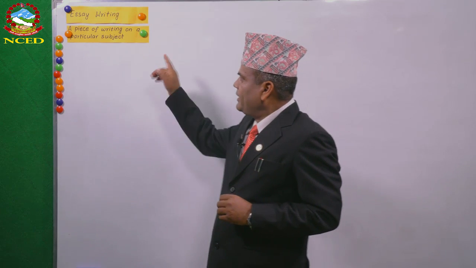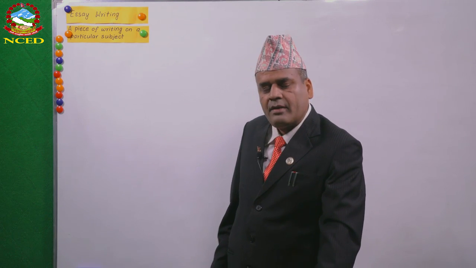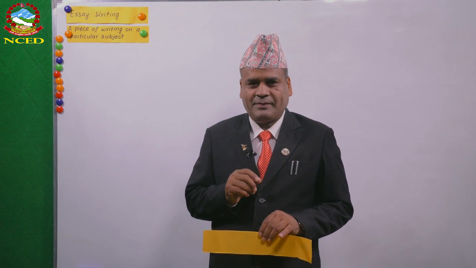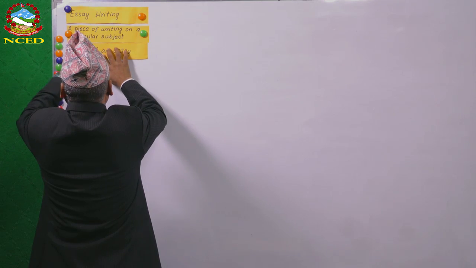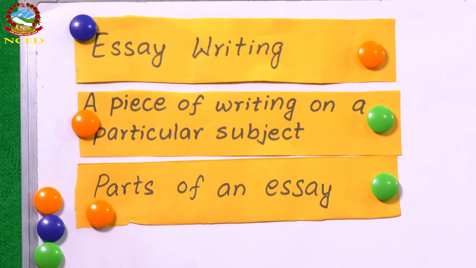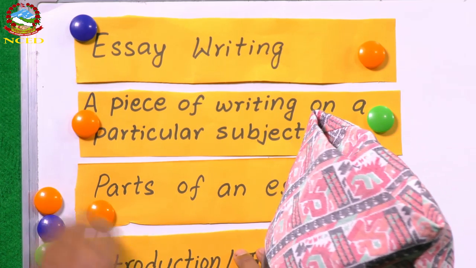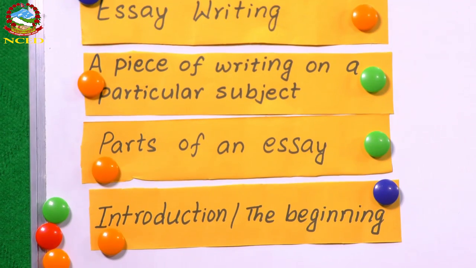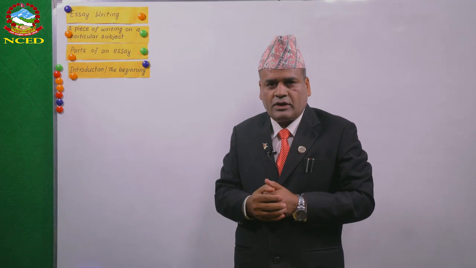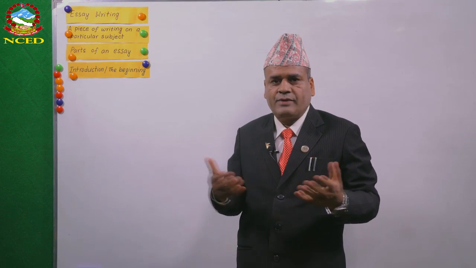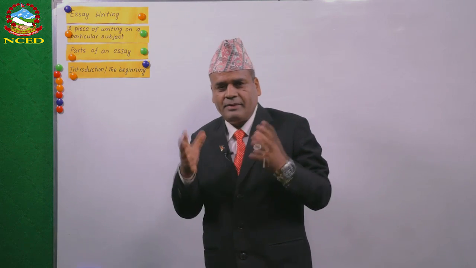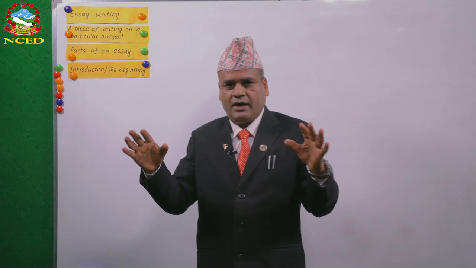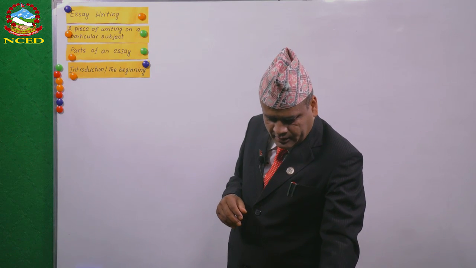So that is an essay, and let's talk about the parts of an essay. Before writing an essay, we need to know the certain parts of an essay. The first is introduction, or what we say beginning. When we write an essay, we give the introduction of the particular subject or topic that is assigned. It is the starting part of the essay, where we introduce the subject or the topic.